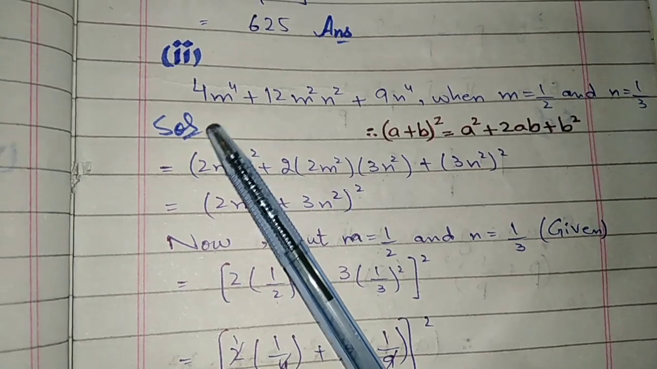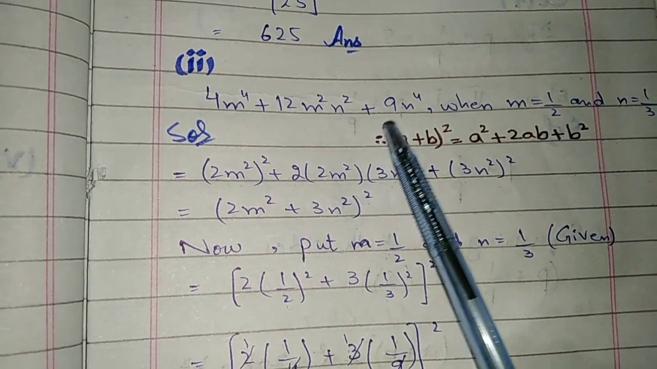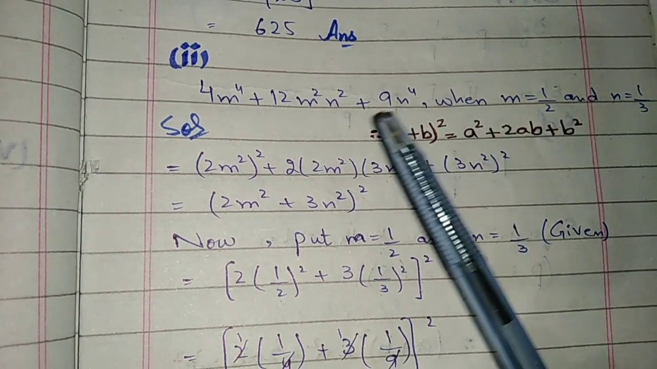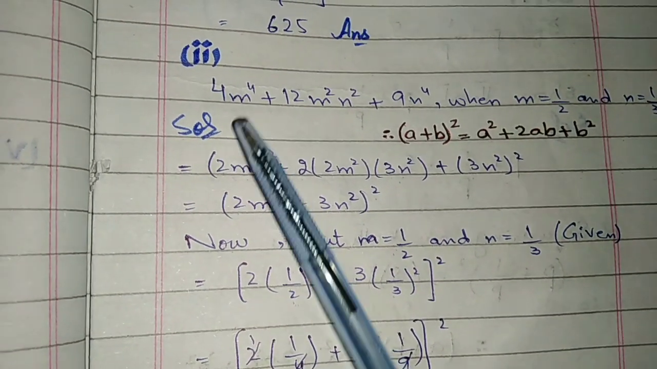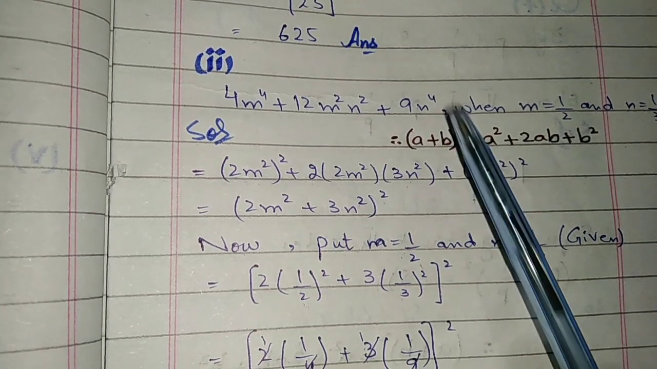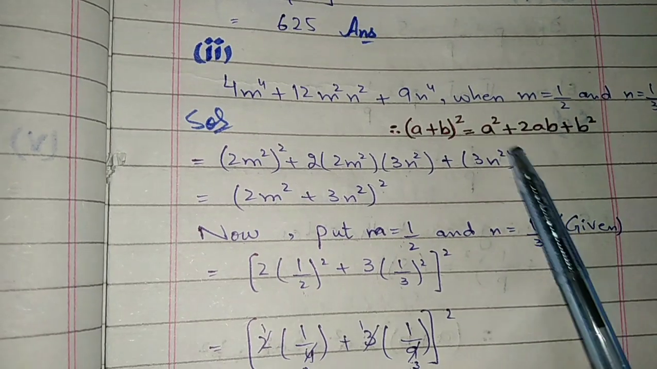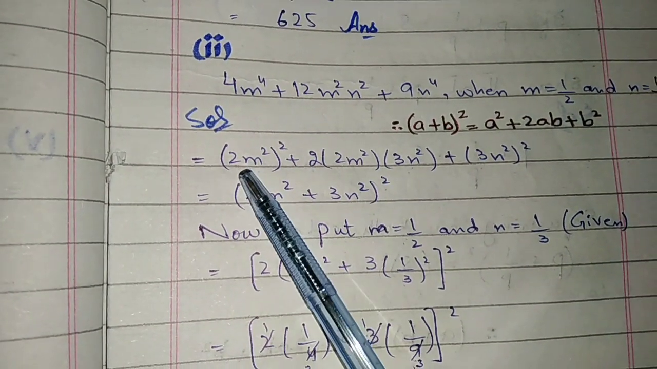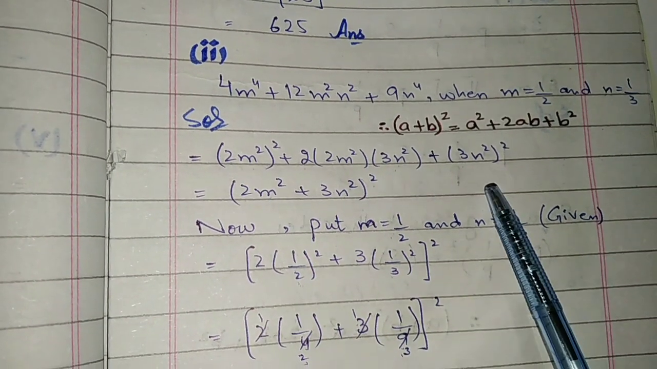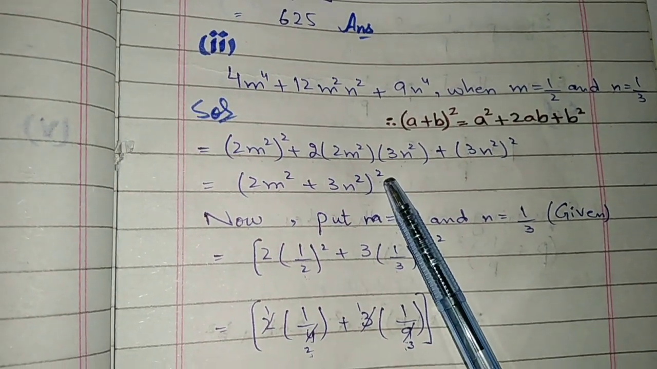Part number 2 is 4m power 4 plus 12m square n plus 9n power 4, and the values of m and n are given in the question. So 4m power 4 is a square of 2m square. 9n power 4 is equal to 3n square whole square, plus 2 according to the formula, the first number in the first bracket and the last number in the second bracket. So this is the complete formula of 2m square plus 3n square whole square.